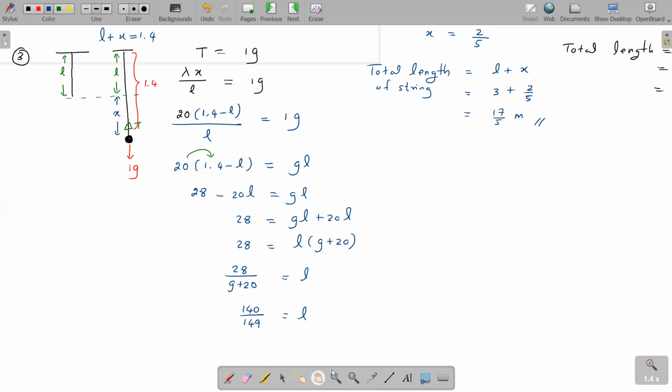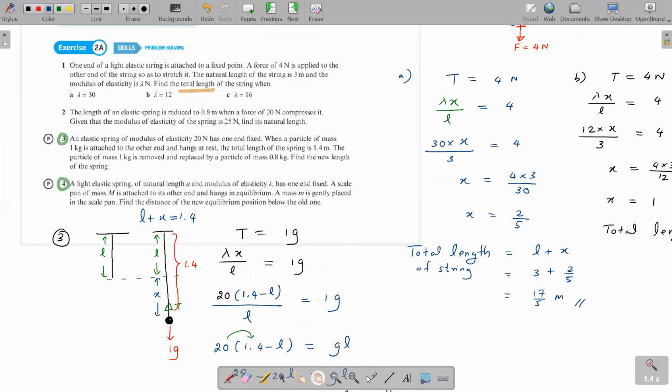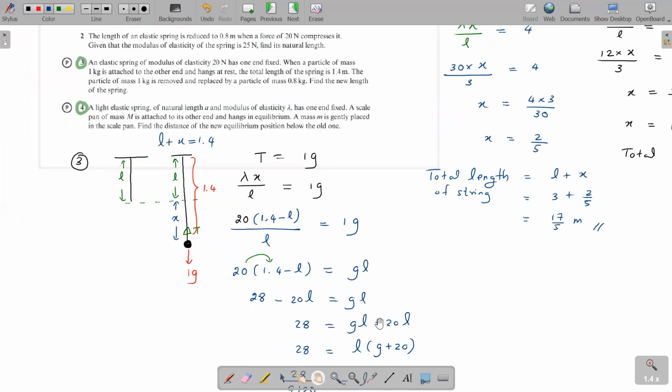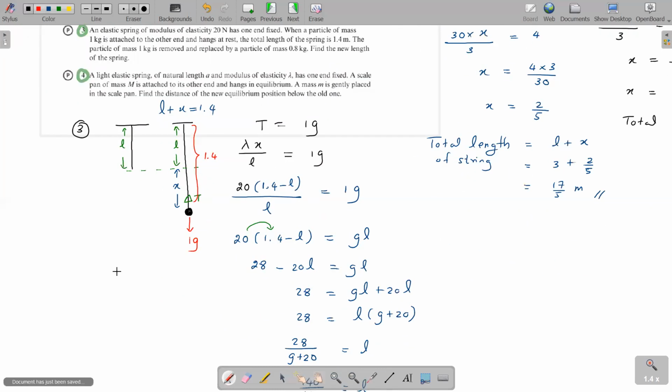So now when I have the L value, I can go for the next part. What's the next part? They ask me: the mass of 1 kilogram is removed and replaced by a particle of mass 0.8 kilograms. So what is the difference now? The same string, the natural length doesn't change, right? But now you have a particle of mass 0.8 kilograms, which means the weight acting here is now different. So weight is 0.8g now. So tension will also differ, because tension is now equal to 0.8g.